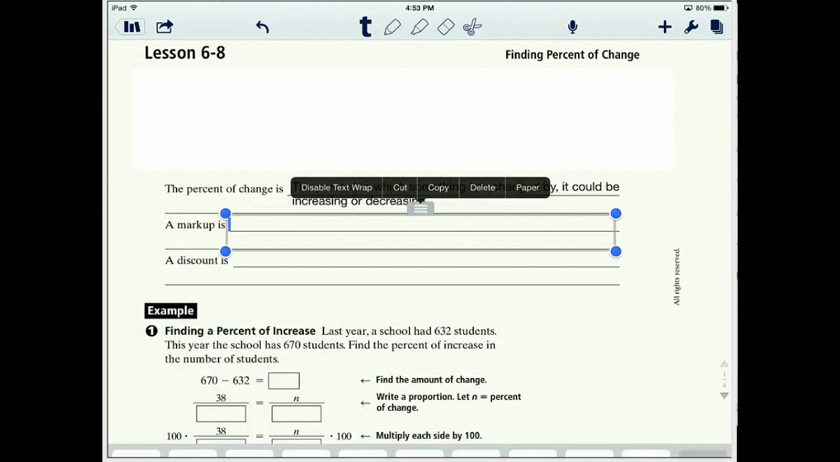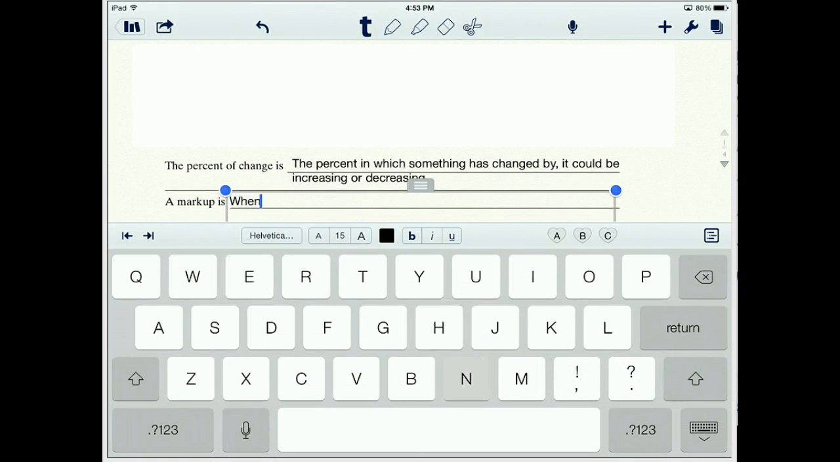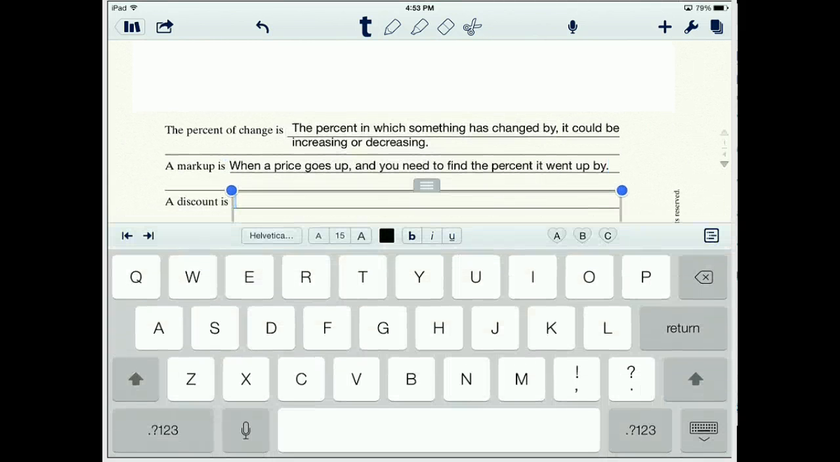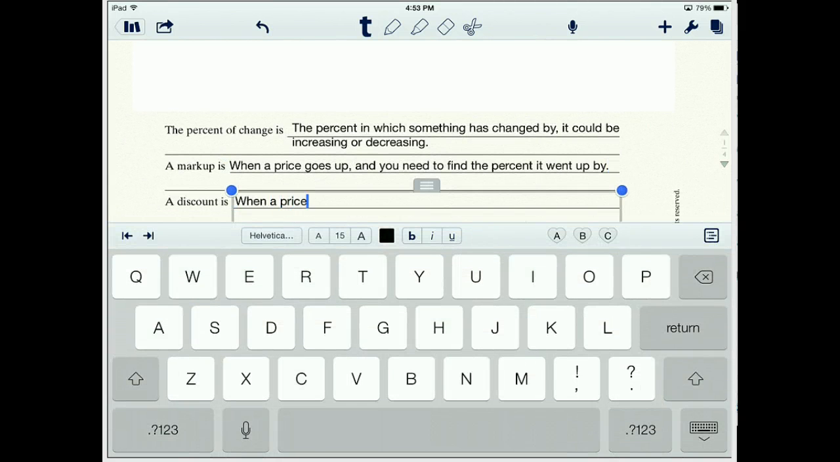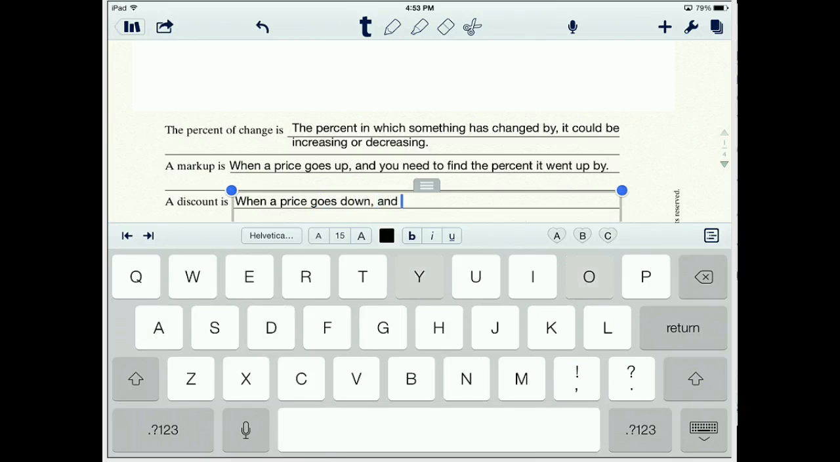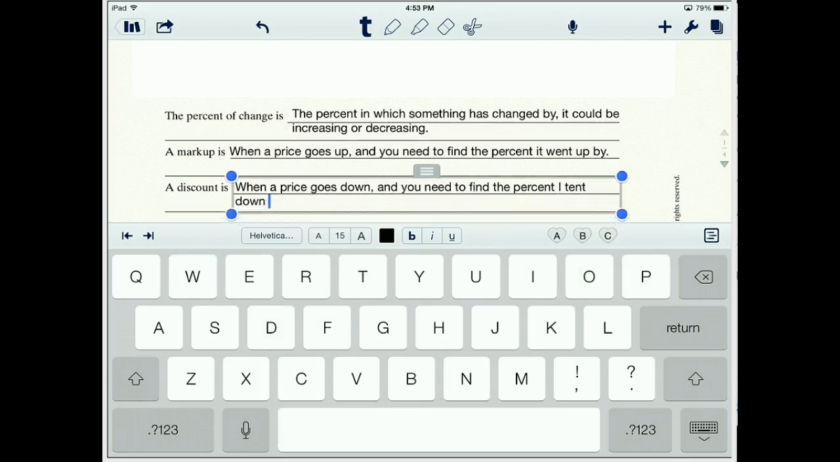Okay, then we have a markup. A markup is when a price goes up and you need to find the percent it went up by. Then a discount is when a price goes down and you need to find the percent it went down by.